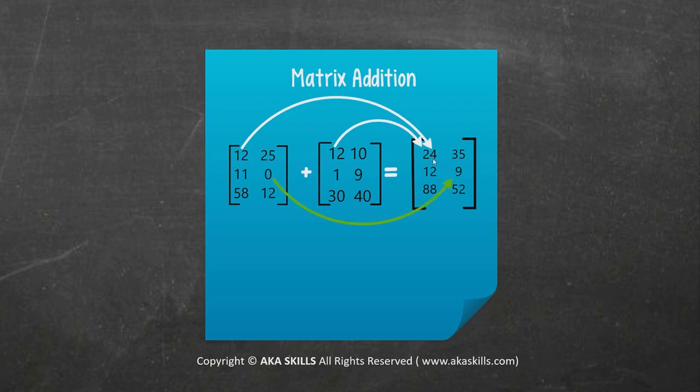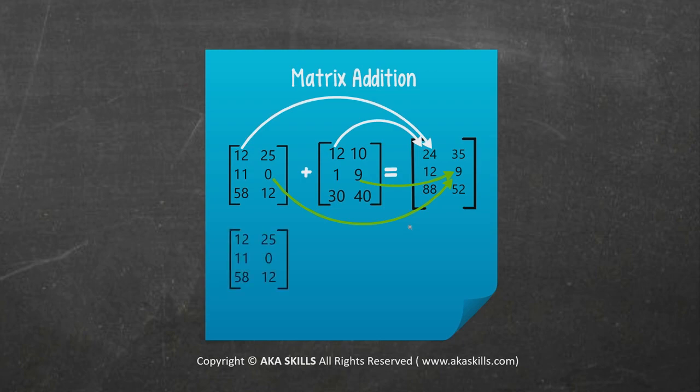Another example, we took this element 0, and we add it with the element in the second matrix of the same position, 0 plus 9 equals 9. And we did that with all other elements.